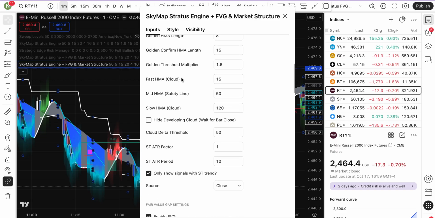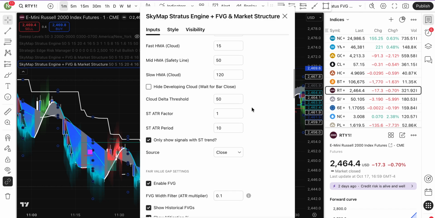These are the actual cloud HMAs. So for the base cloud itself, like I said, I've tried so many combinations, and back tested and forward tested lots and lots of different cloud combos. For a long time, we used the 35 120. But I can tell you right now, I really, really believe in the 1550 120. I think that in most cases, it's painting the picture really well. You can always play around with that.